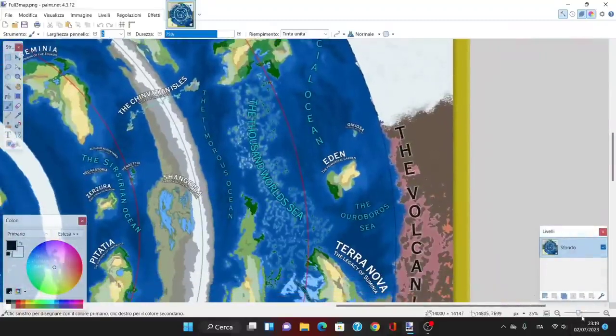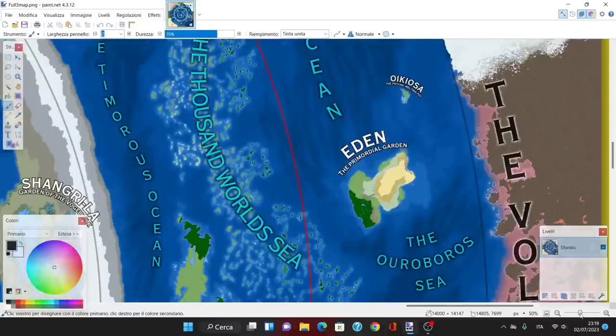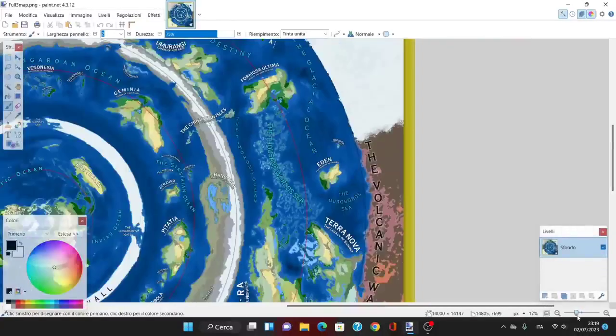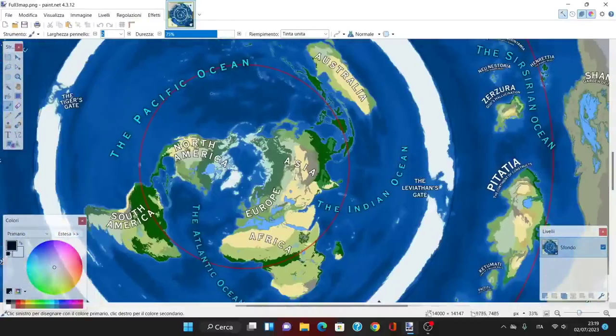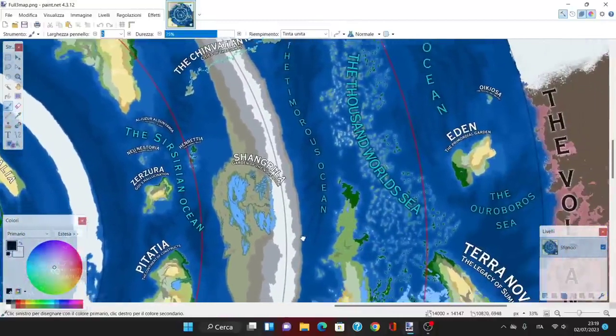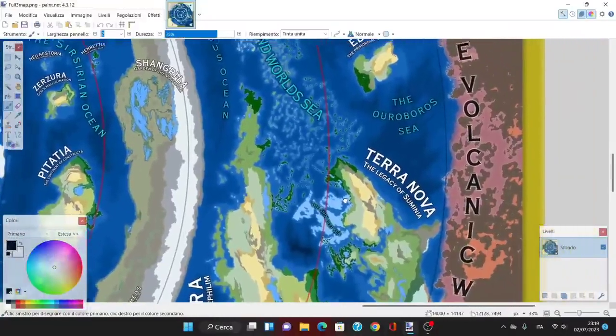Then we have Eden, the Primordial Garden. Once again, it was featured on the Nos Confunden map, so we know there is the Garden of Eden outside of the Ice Walls, but the question was, where was the original Garden of Eden? And the solution this map gives is that it is indeed in the 2nd ring outside of the Ice Walls.